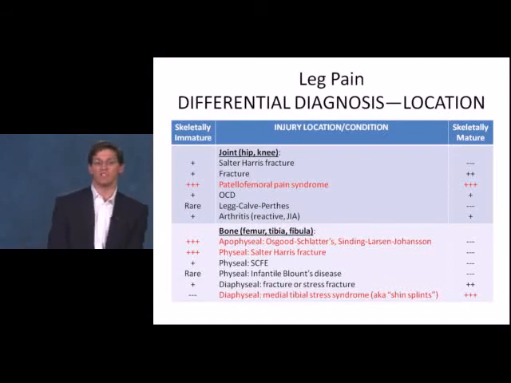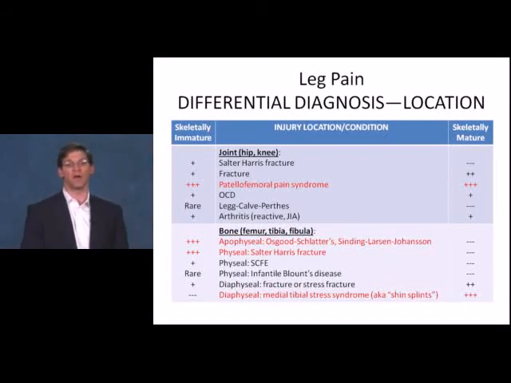Additionally, in the skeletally immature, you have to consider physeal fractures, Salter-Harris fracture about the distal femur or around the ankle, as we've previously discussed. In the skeletally mature athlete, you have to consider medial tibial stress syndrome, which is our fancy term for what some will label as shin splints.